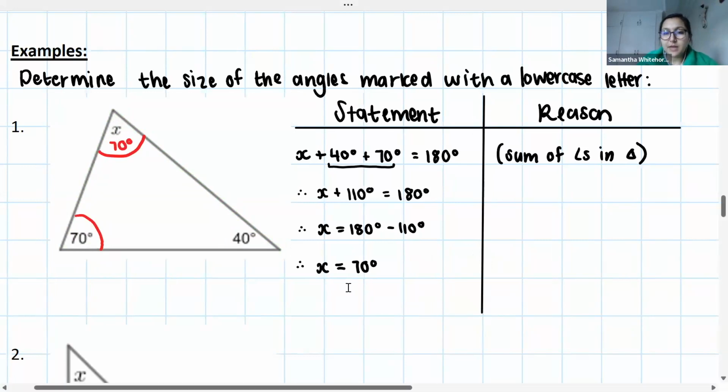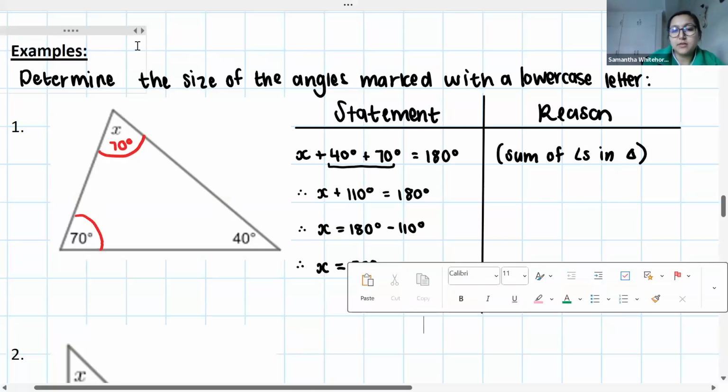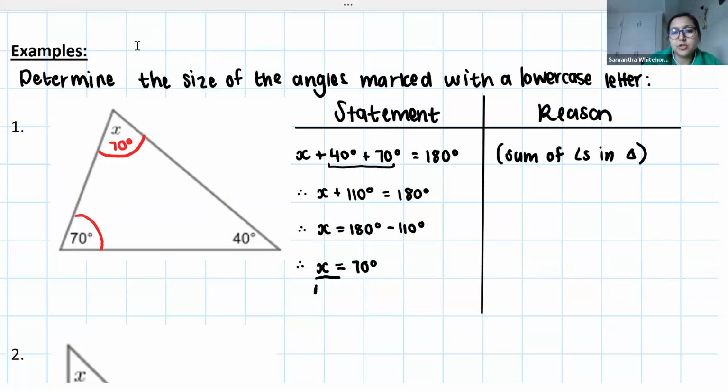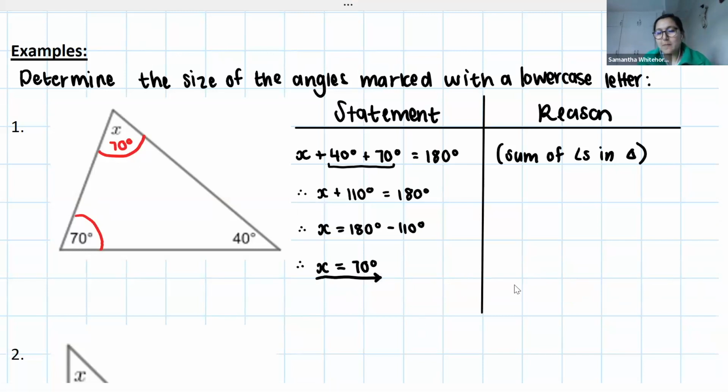Have a think for me, and on the chat, what type of triangle has 2 angles that are equal in size? Think back to the classifications we did. What type of triangle has 2 angles inside that are equal? Put it on the chat for me. Nice, grade 8. Well done. It is an isosceles triangle.